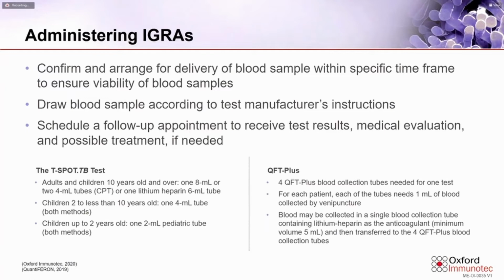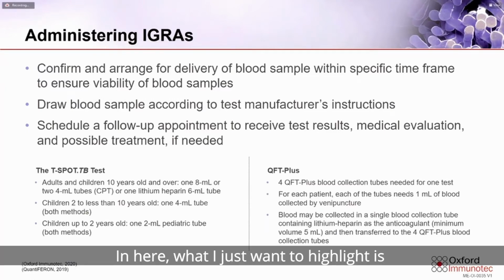What I just want to highlight is that for the T-SPOT.TB test, there are different quantities of blood that you need to put in the tube depending on the age. For example, for adults and children older than 10 years of age, it requires 6 mLs of blood. For children between 2 and 10 years of age, it requires 4 mLs. And for children up to 2 years of age, it only requires 2 mLs of blood.